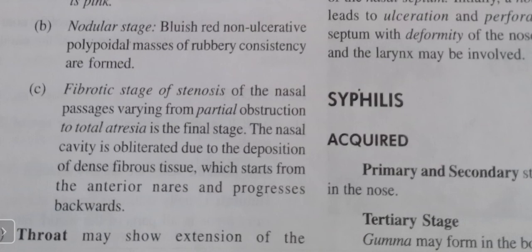In the fibrotic stage, the nasal cavity is obliterated due to deposition of dense fibrous tissue, which starts from the anterior nares and progresses backwards.